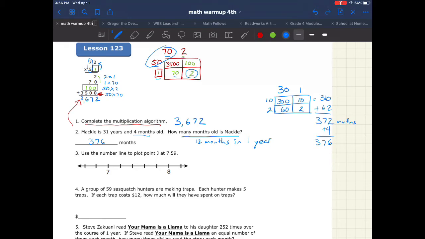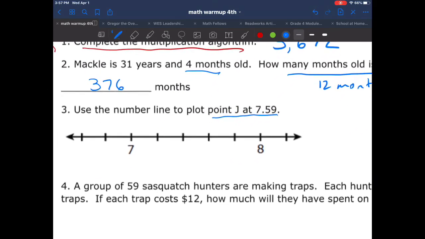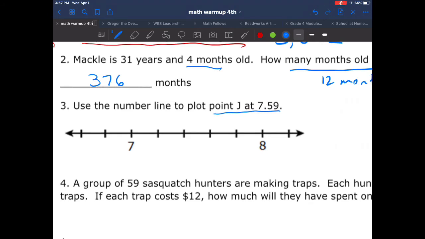Number 3, we have a number line, and we have to plot point J at 7.59, and 0.59 is kind of hard to find on here. I'm going to zoom in so we can look at it a little more closely. First, let's take a look. We've got 1, 2, 3, 4, 5 jumps, and 5 jumps doesn't translate to decimals very well. But if we had 10 jumps, once we have tenths, then we can do decimals, right?